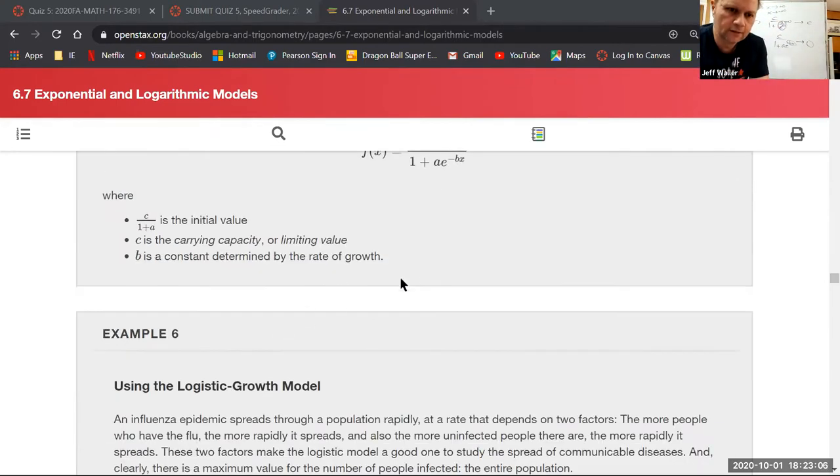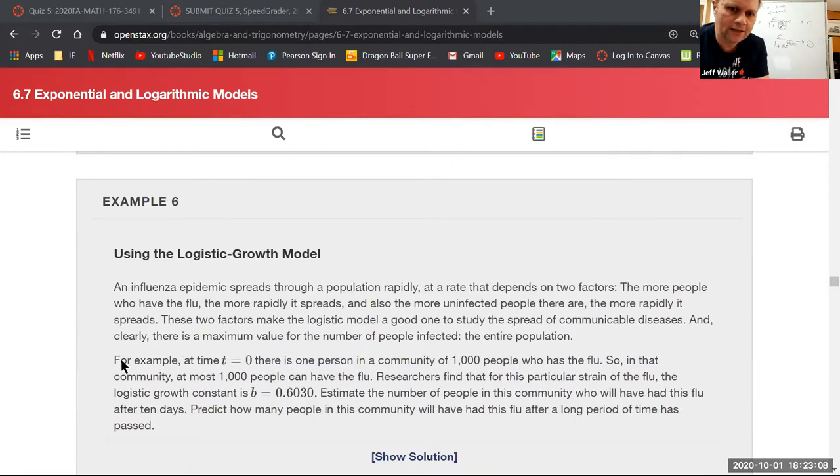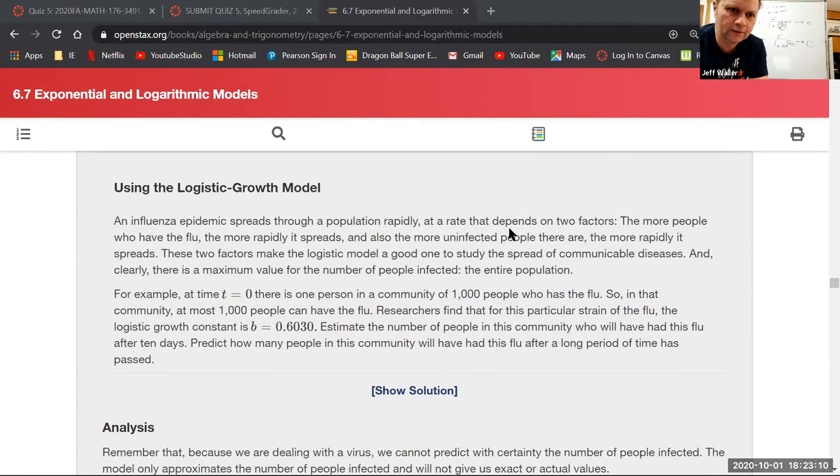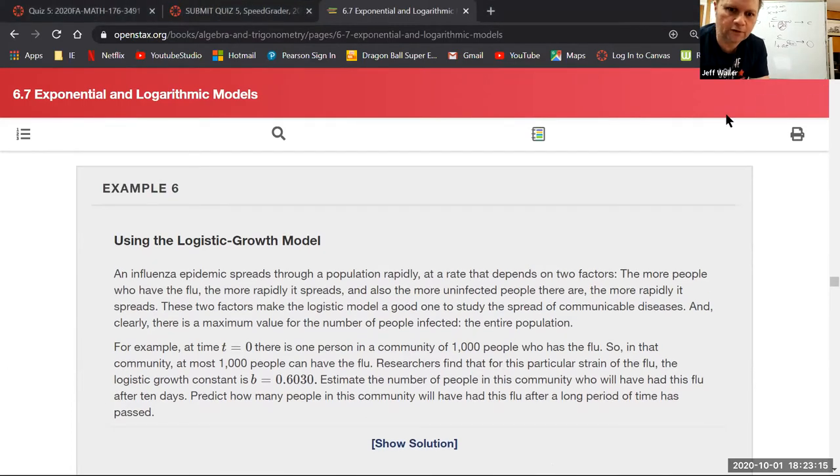All right, so this is unfortunately the one they have. I feel like this is watching a horror movie while you're being chased by some psychomaniac. Doing an influenza problem where we are. But at t equals zero, there's one person in the community of 1,000 people who has the flu. So obviously the carrying capacity for that virus is 1,000 people. So what is that? What variable does that go in for?